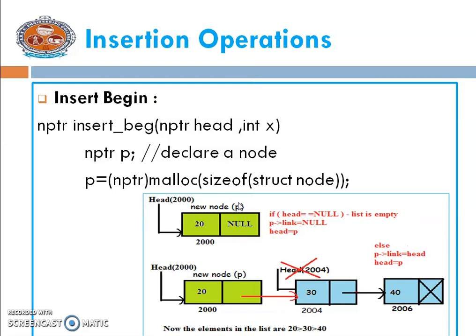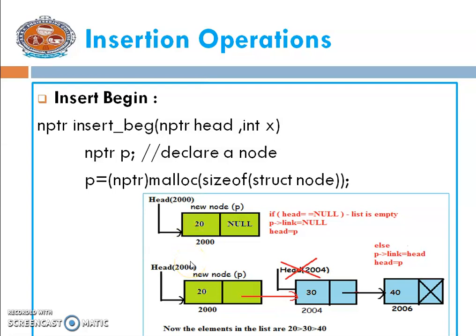After creating a node, store the data passed as an argument, that is X, in the data part of the newly created node. Check whether the list is empty, that is head equal to null. If the list is empty, then set P of link equal to null and head is equal to P. As there are no elements in the list, the newly created node becomes the first node in the linked list.